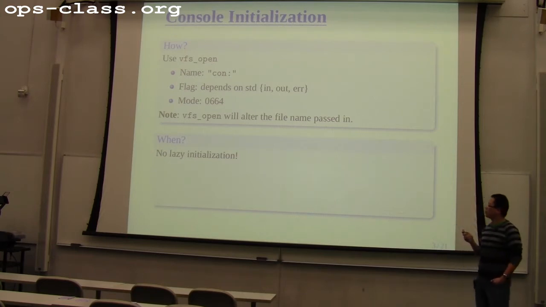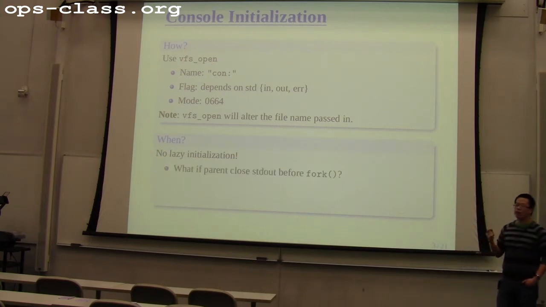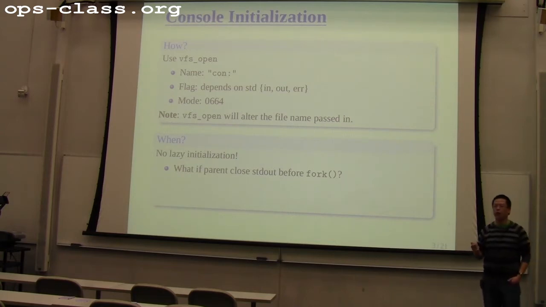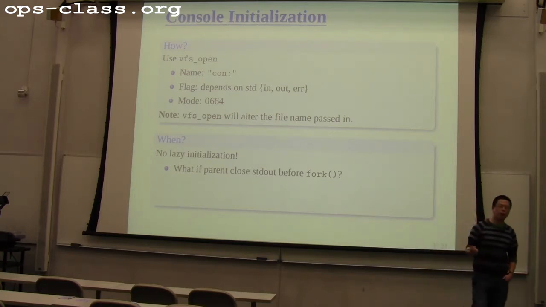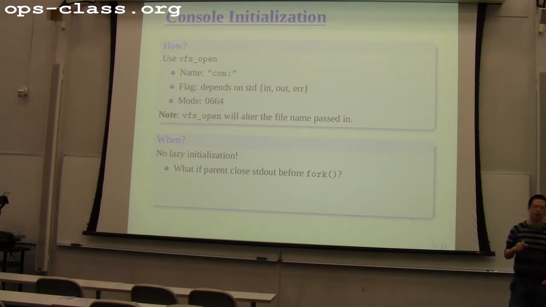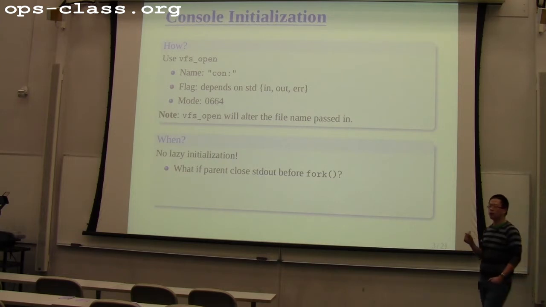So basically, imagine this case. What if the parent closes one of stdin, stdout, or stderr before calling fork, before creating a new process? By the semantics of fork, the child should have the identical, exactly the same file table as the parent, right? It means that ideally the child's file table entry, for example stdout, should be null.